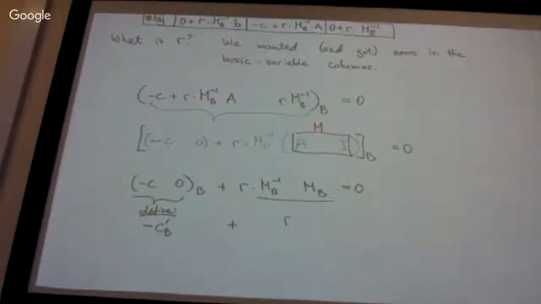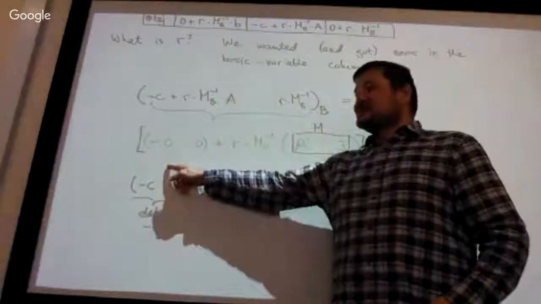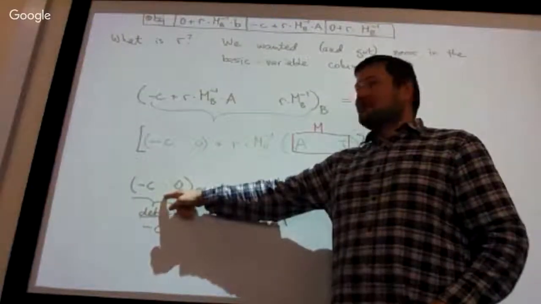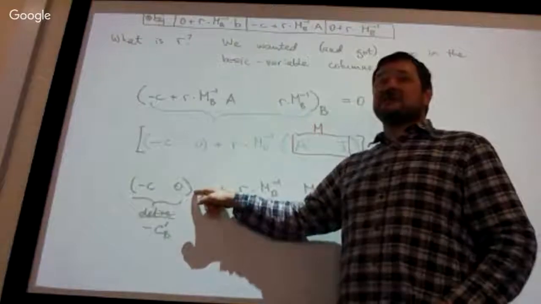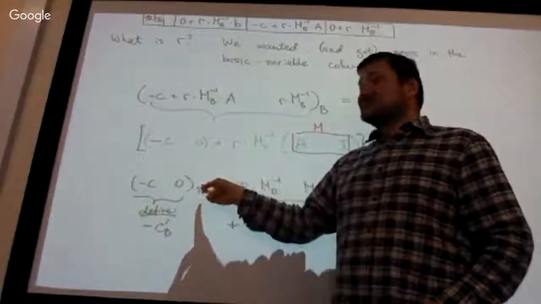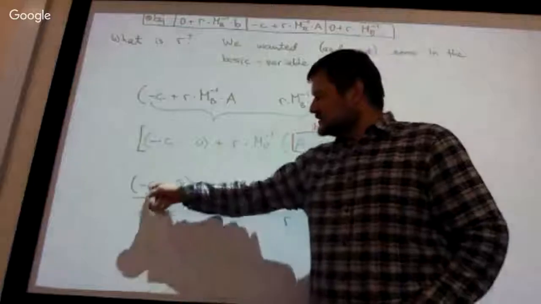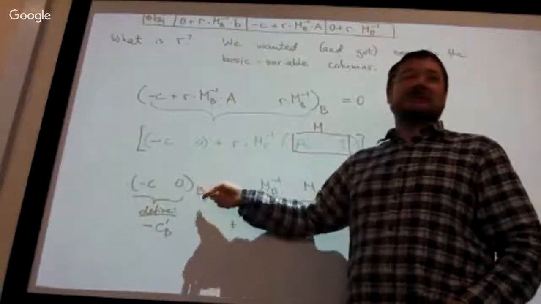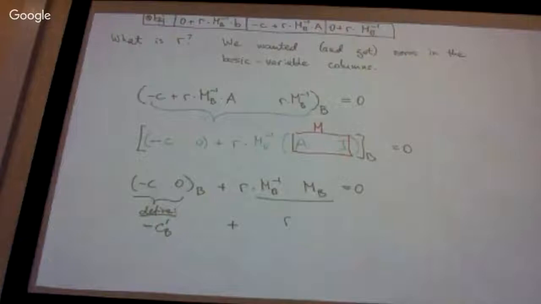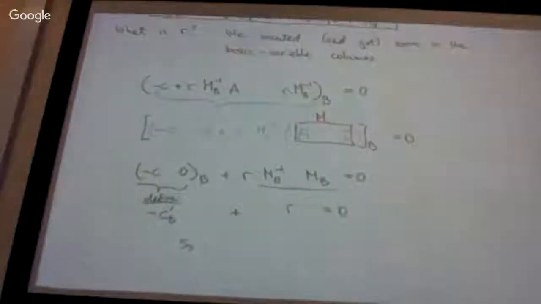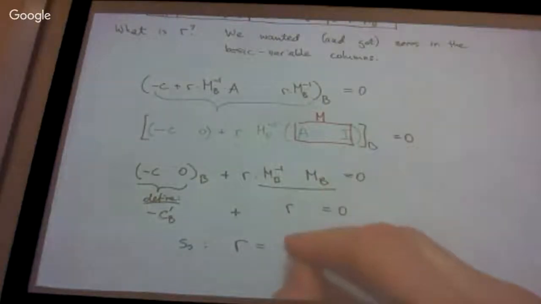It's going to be: take the objective values for the basic variables and 0 for the slack variables, and then select the ones that correspond to not the decision variables, and select the ones that correspond to the basic ones. Plus R is equal to 0. So this gives us that R is nothing else than this.